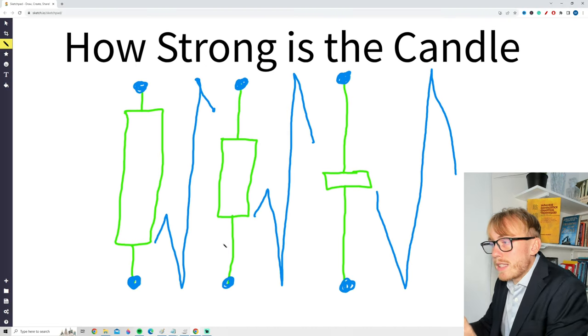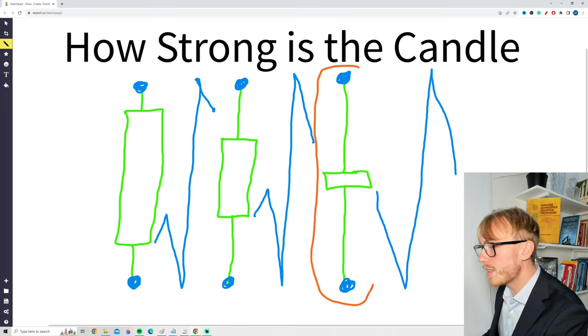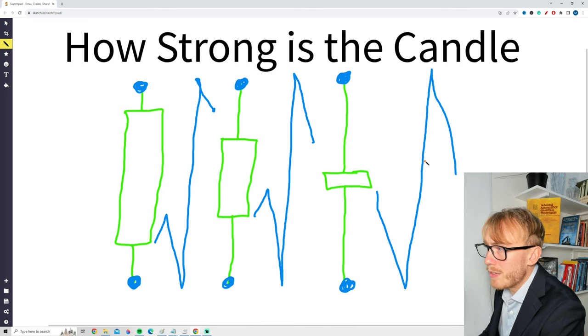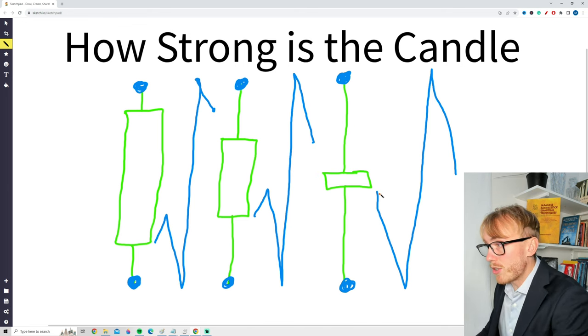So if you take a look at these three different candles, you can see that the price action of the candle to the right looks very uncertain. We can't really say if the bulls are in control or if the bears are in control. The price is highly volatile here.